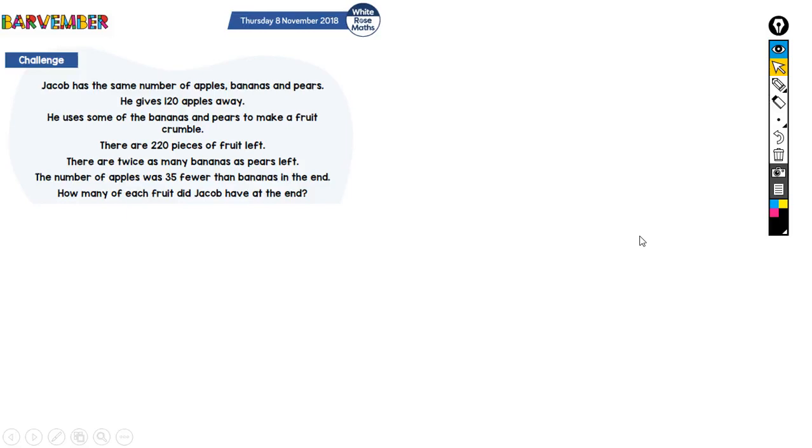The Barvember bar modelling challenge from Thursday 8th of November, courtesy of White Rose Maths.